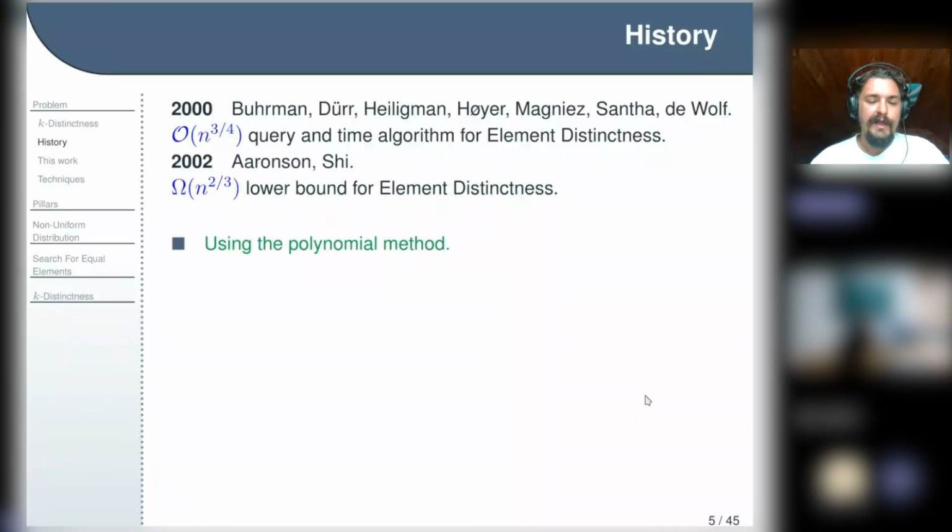The next interesting thing is the lower bound, also for element distinctness. It is due to Aaronson and Shi. This lower bound is more known as the lower bound for the collision problem, which is cube root of n for the collision problem. This immediately, by simple reductions, gives an Omega(n^(2/3)) lower bound for element distinctness. It was obtained using the polynomial method. I will come back to the polynomial method later in this talk.